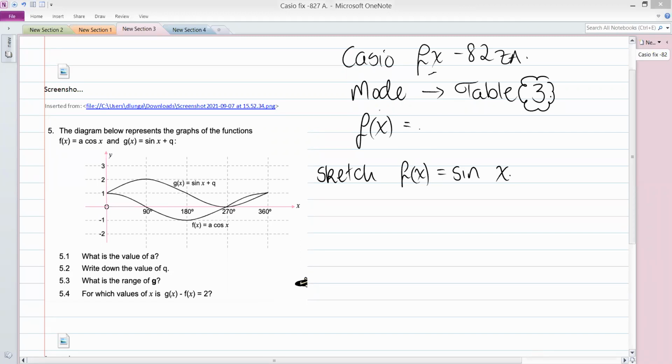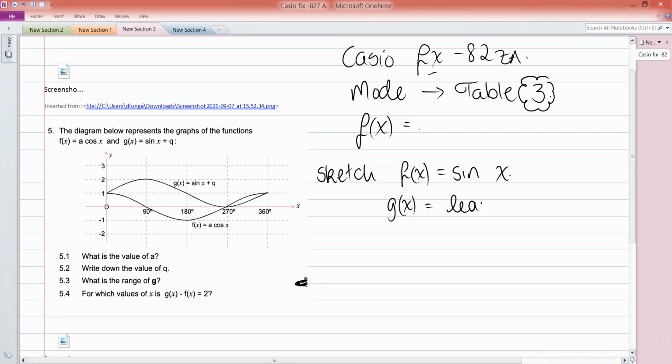Once you've done that, you'll get something that says g(x). We're not going to type in anything there. Leave this part blank. Just press equals.